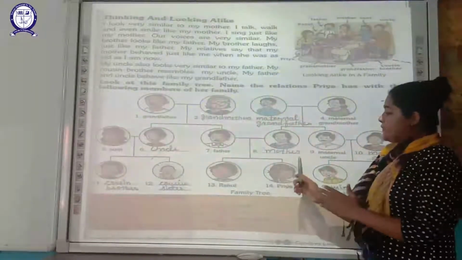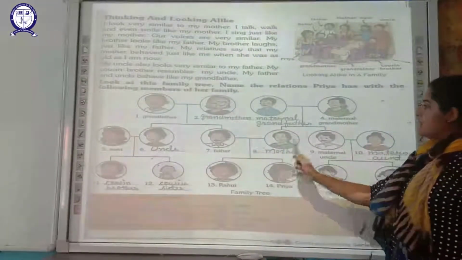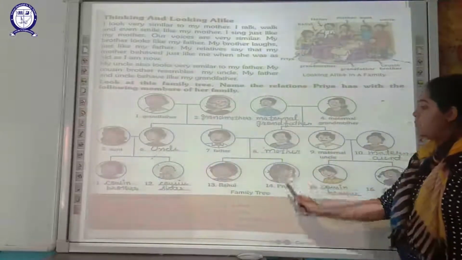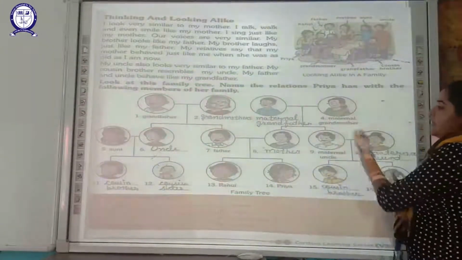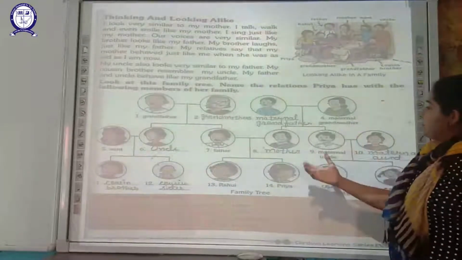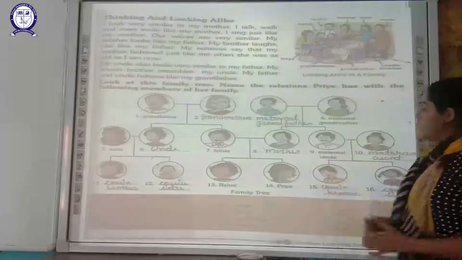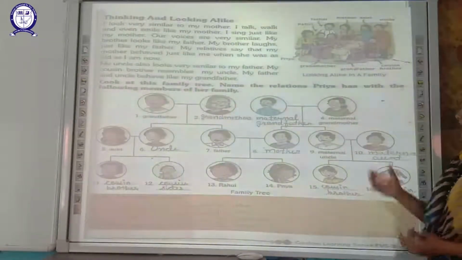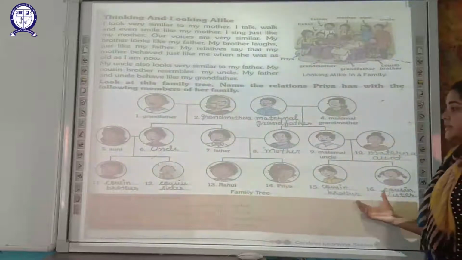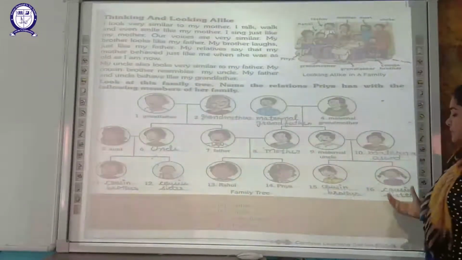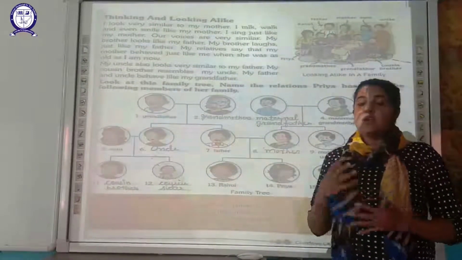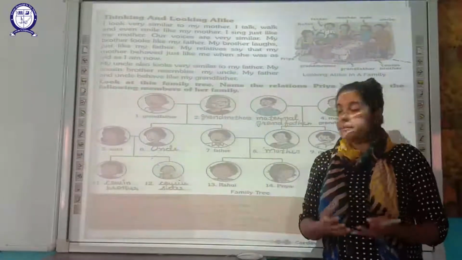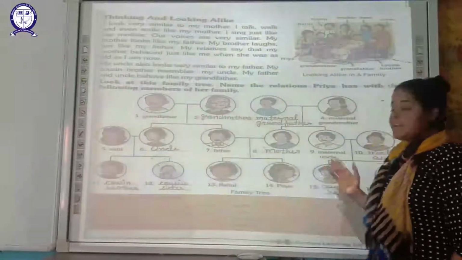Similarly, if we relate Priya's mother's parents, Priya's mother's father will be her maternal grandfather, and Priya's mother's mother will be her maternal grandmother. Priya's mother's brother will be considered as her maternal uncle, and his wife will be her maternal aunt, and they have two kids. How are these two related to Priya? They will be her cousin brother and sister. So students, you can also relate all these relationships to your own family members and know more about them. This is the way they are related to one another.